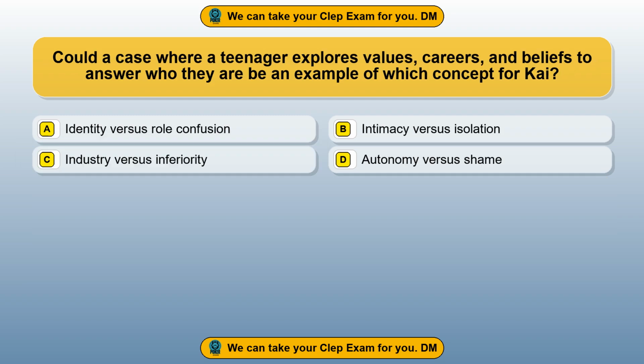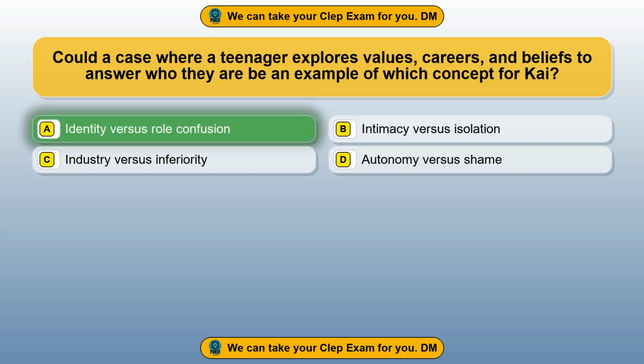Question 20. Could a case where a teenager explores values, careers, and beliefs to answer who they are be an example of which concept for Kai? Option A, identity versus role confusion. Option B, intimacy versus isolation. Option C, industry versus inferiority. Option D, autonomy versus shame. The correct answer is option A.